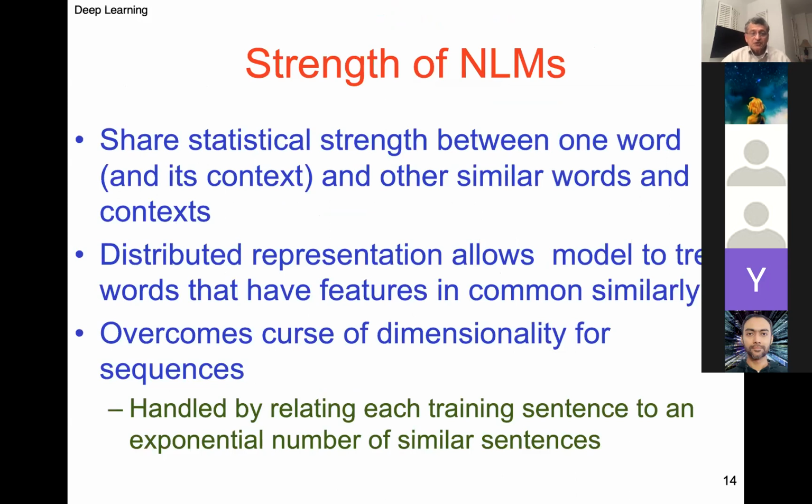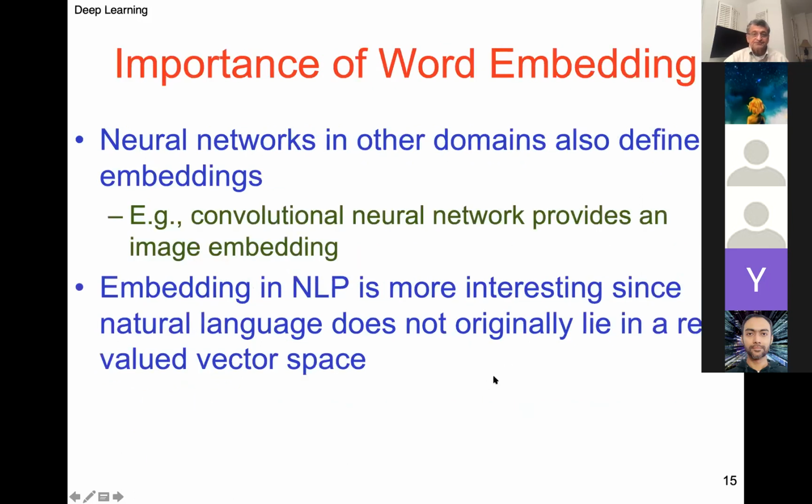The strength of neural language models is that they share statistical strength between one word and its context and other similar words and their contexts. Context means the words coming close to it. Distributed representation allows the model to treat words that have features in common similarly. These words are similar. It overcomes the curse of dimensionality for sequences. With sequences you have to maintain the difference between each word, handled by relating each training sentence to an exponential number of similar sentences. This is where the power comes in.